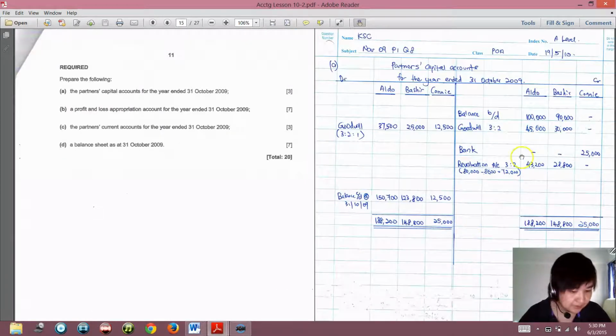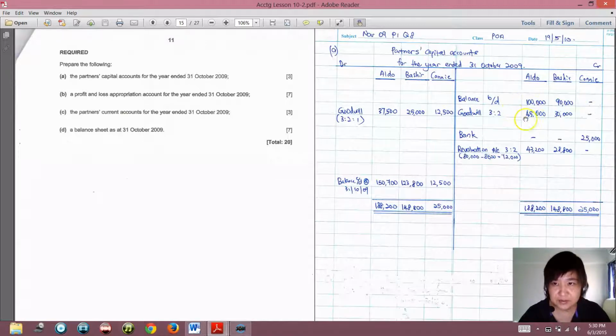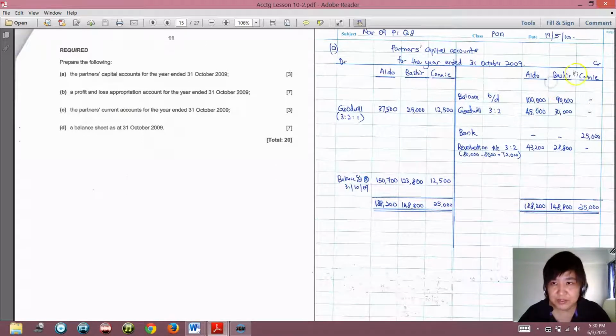So now we have the partners' capital account. You should have your question paper in front of you, so it will make it easier. From the trial balance, capital account is a credit nature, so the balance brought down should be on the credit side. This one is for the year ended 31 October 2009, so the year beginning will be 1st November 2008.